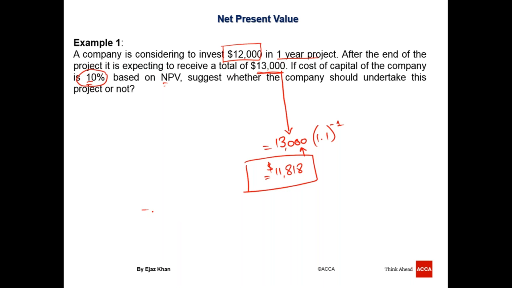So now let's compare with the actual required investment. And remember, the company should not be investing more than $11,818. So the required investment is $12,000, which is above $11,818. And the difference is $182. Since the required investment is higher than what should be invested, therefore, the company should not invest in this project.